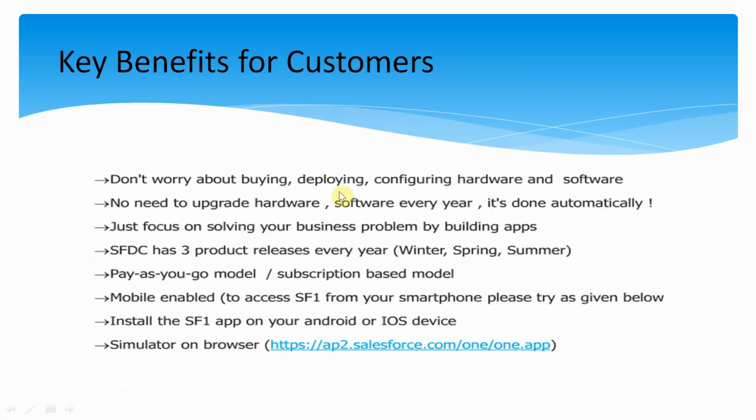So what are the key benefits? You don't have to worry about buying, deploying, or configuring any hardware and software. It's available as a service. You don't need to upgrade hardware or software. Like, for example, if you're using Siebel, there is always a software upgrade, so you have to upgrade the software. Sometimes you worry that it breaks your configuration. All that part is done automatically, and there is no hardware upgrade that you need to worry about.